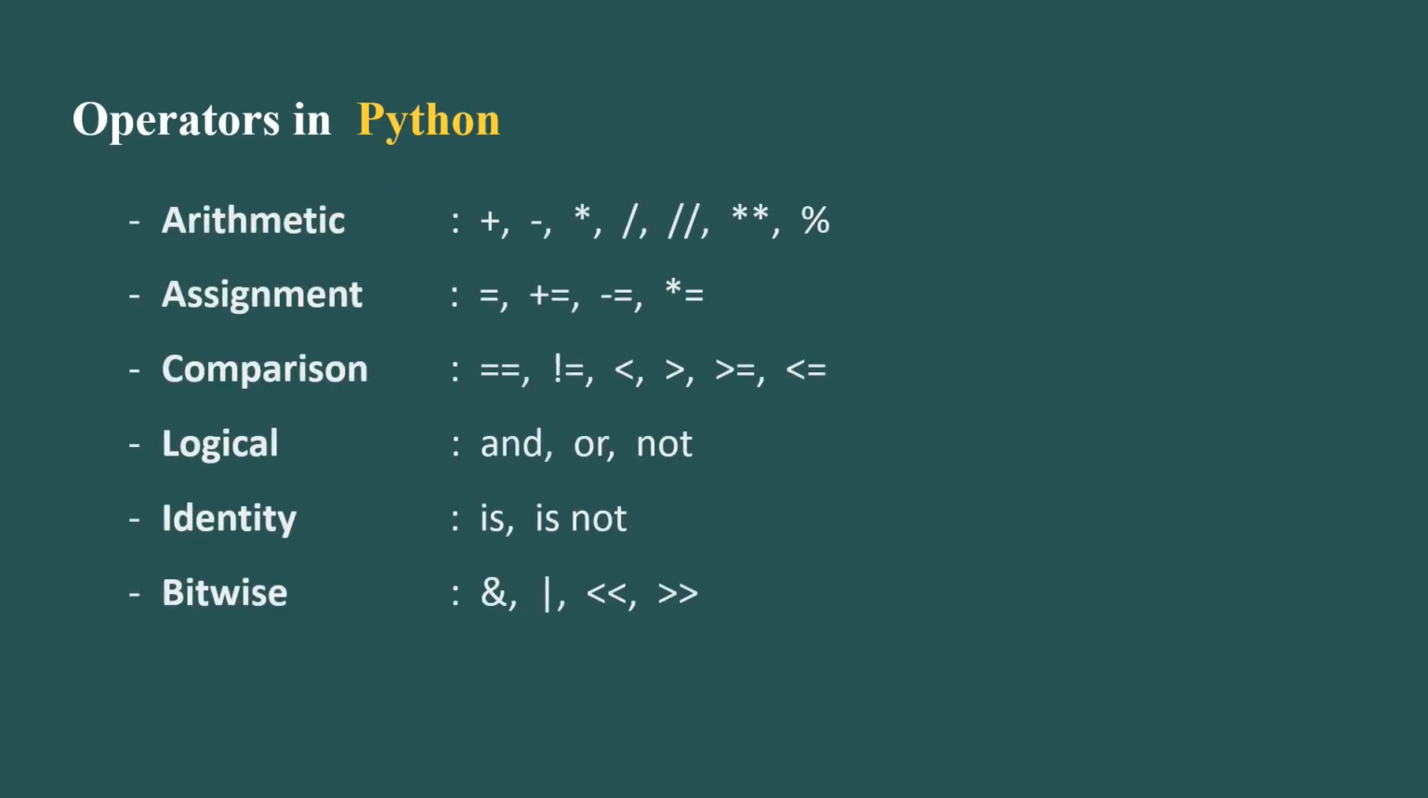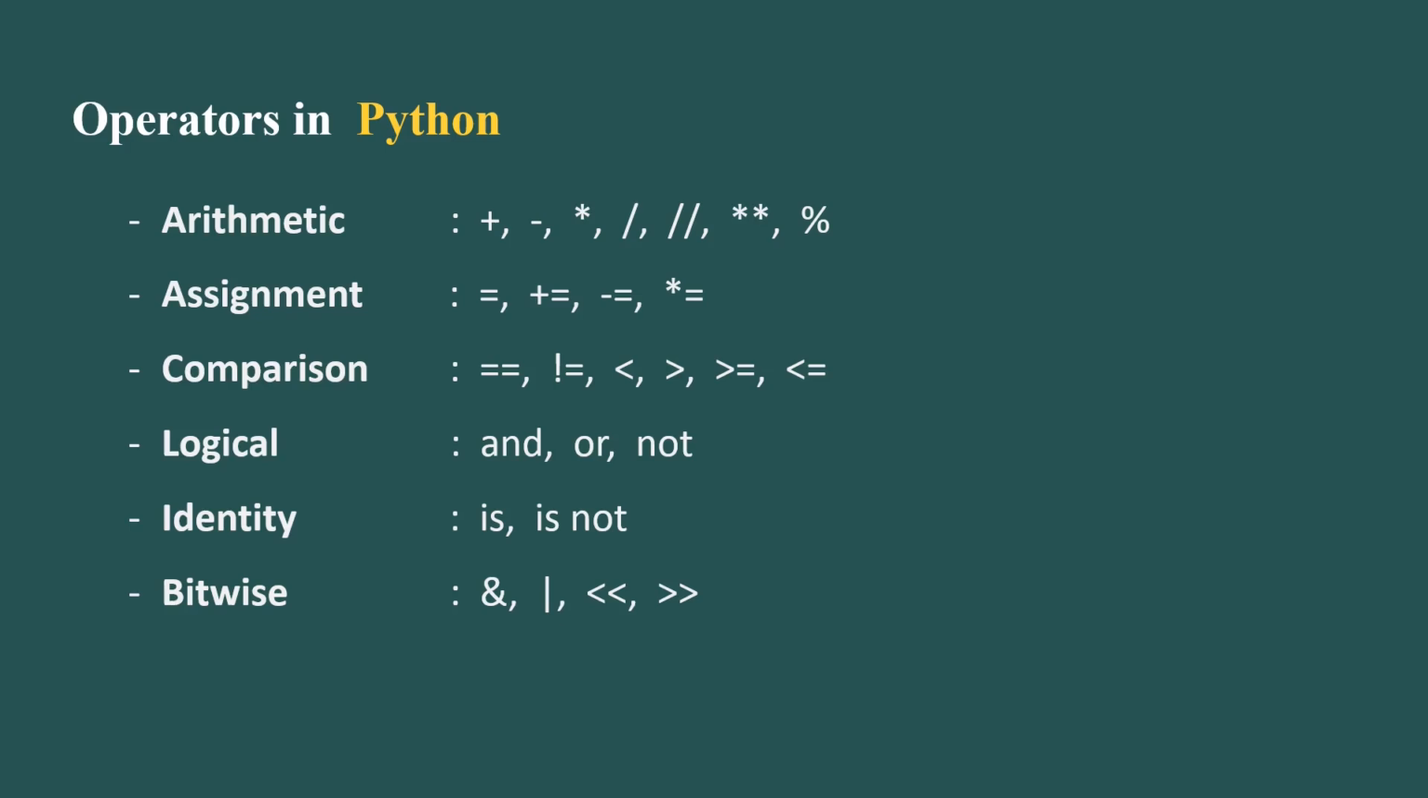Operators are used to perform operations on variables and values. So we have many types of operators and they are divided into categories. So first is arithmetic operators. So this includes plus, minus, multiply, divide, floor division, exponentiation, and modulus. Next is assignment operator. So it includes equals to, plus equals to, minus equals to, multiply equals to.